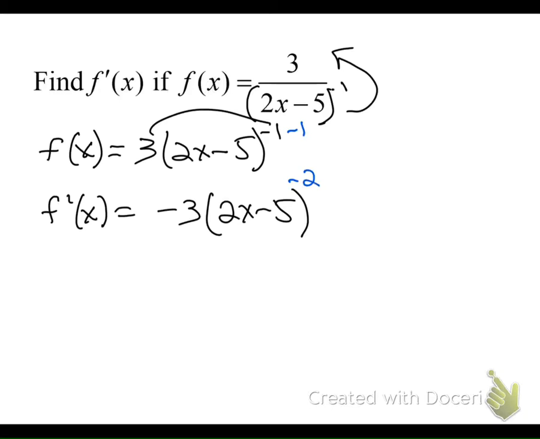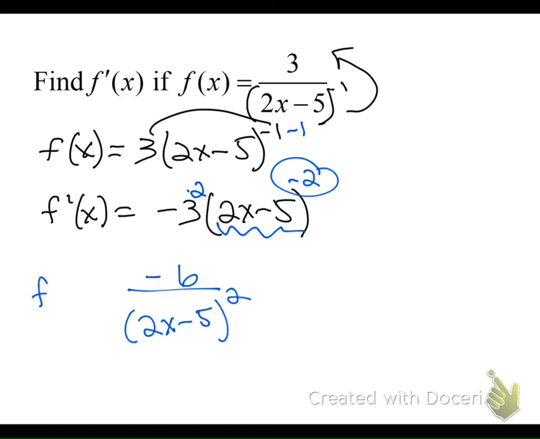But don't forget, because it's what everybody forgets, multiply times the derivative of the inside. Say it every time you do the problem. Say times the derivative of the inside in your head. So times 2, which since it's just one number, I'll squeeze that out front. Final answer would be negative 6. Move this negative exponent to the bottom over 2x minus 5 squared. That's your final answer. Hopefully you got that right.